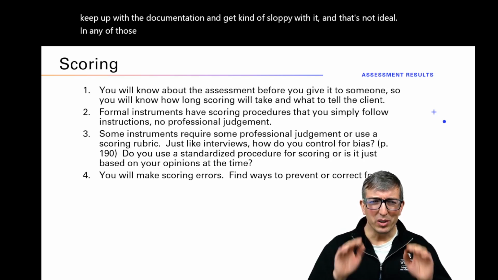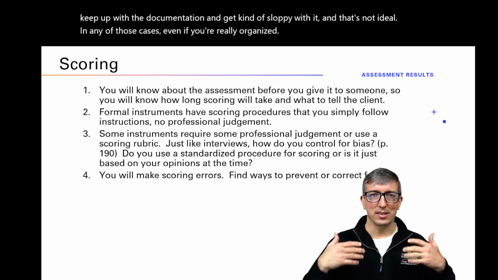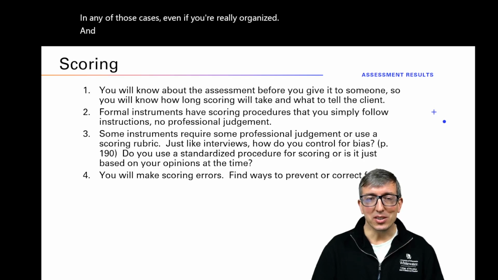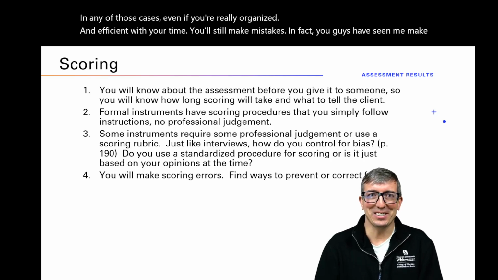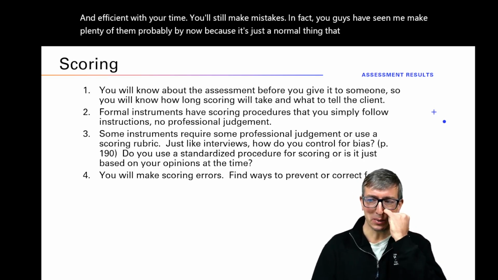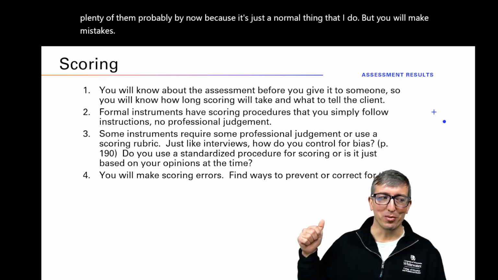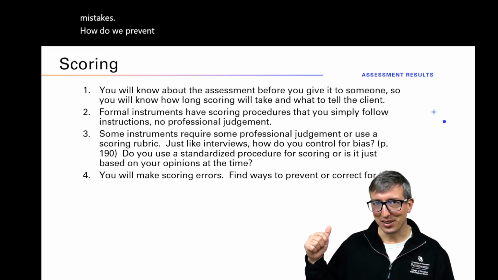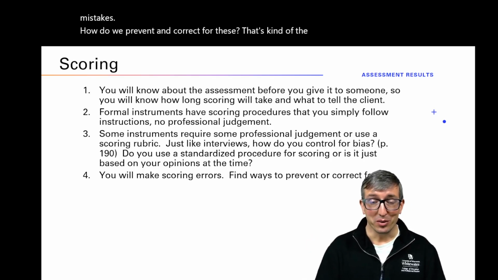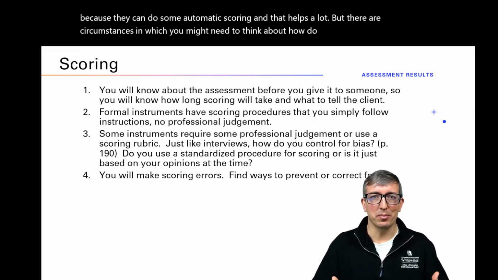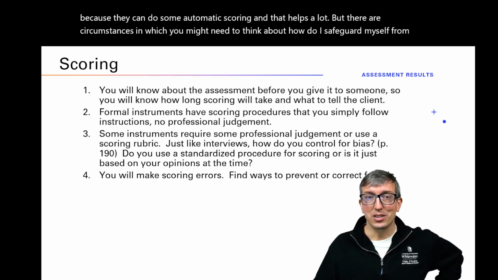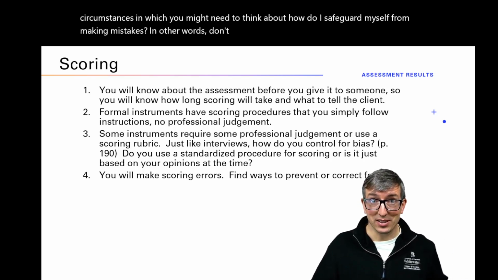Even if you're really organized and efficient with your time, you'll still make mistakes. In fact, you guys have seen me make plenty of them probably by now because it's just a normal thing that I do. But you will make mistakes. How do we prevent and correct for these? That's kind of the question, right? Computers help because they can do some automatic scoring, and that helps a lot. But there are circumstances in which you might need to think about, how do I safeguard myself from making mistakes? In other words, don't put off your assessment scoring.